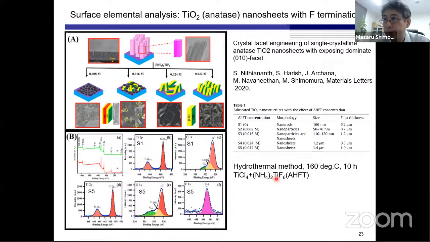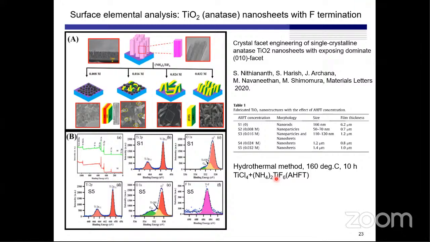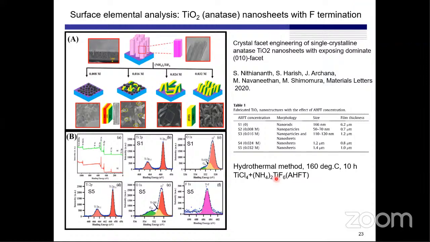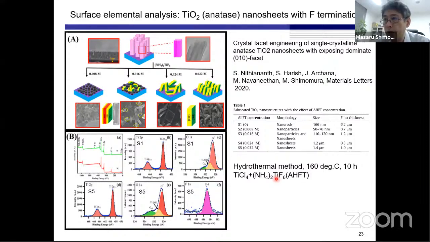Sir, when doping some transition metal in oxide-based material, most probably we don't observe any peaks regarding the dopant. For example, chromium-doped zinc oxide, we cannot observe the chromium peaks. What is the reason behind this?